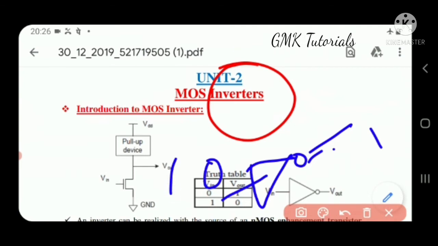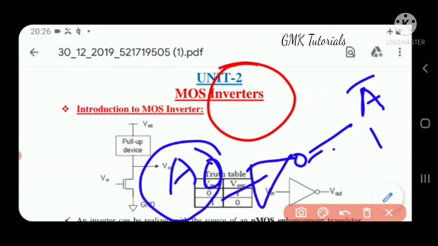Let us consider A is the input, which produces A bar, that is nothing but the complement of the input value. That is the simple operation of the inverter.